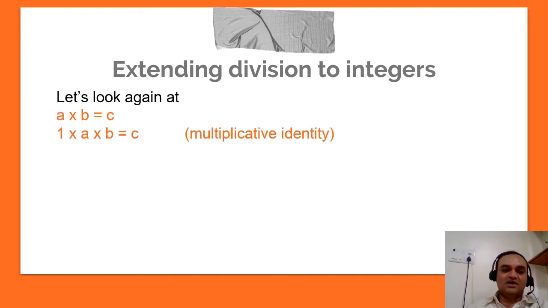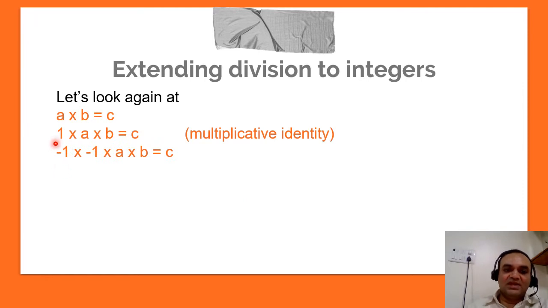So now we know how to divide a negative integer with a positive integer and a negative integer with a negative integer. So let's continue to look at the whole numbers example again. So a times b equal to c, all are positive integers. I can write it as 1 times a times b equal to c, and that's because 1 is multiplicative identity.